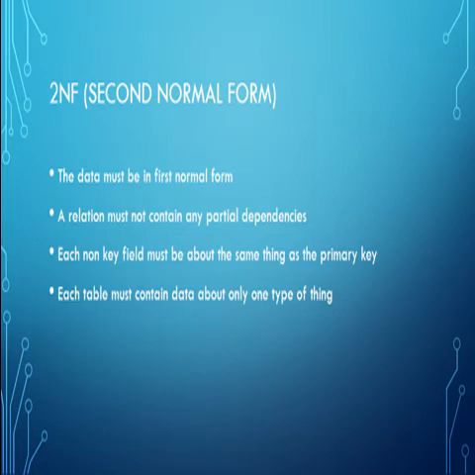Now let's move on to the next normal form, which is the second normal form. These are the conditions for the second normal form. Number 1, the data must be in first normal form. Number 2, a relation must not contain any partial dependencies. Number 3, each non-key field must be about the same thing as the primary key. And number 4, each table must contain data about only one type of thing.